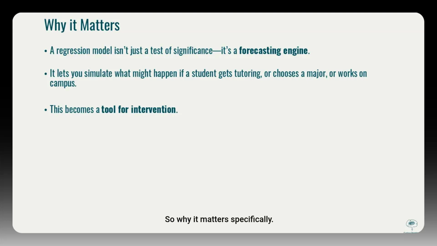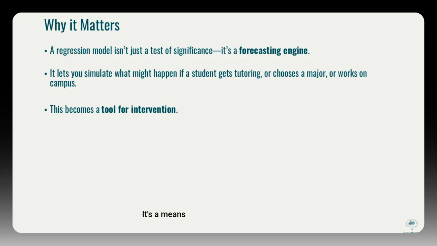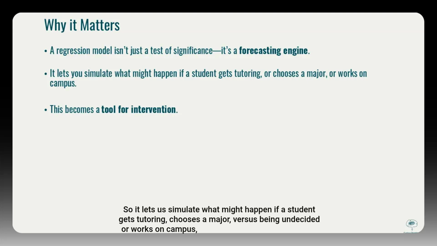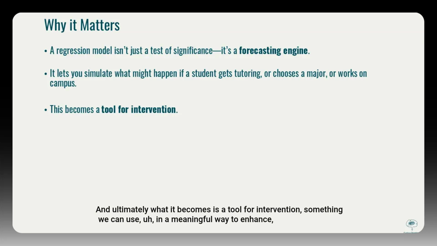So why it matters specifically. A regression model isn't just a test of significance like other hypothesis testing inference type models. It's an actual forecast engine. It's a means to plug in inputs to generate a value, and in this case GPA, to figure out what levers we can pull to make sure that we're optimizing or maximizing our outcomes. So it lets us simulate what might happen if a student gets tutoring, chooses a major versus being undecided, or works on campus, lives on campus, what have you. And ultimately what it becomes is a tool for intervention, something we can use in a meaningful way to enhance the academic experience and hopefully the academic success of our students.